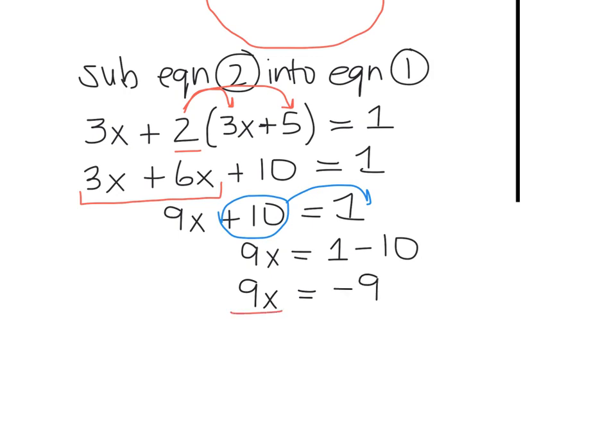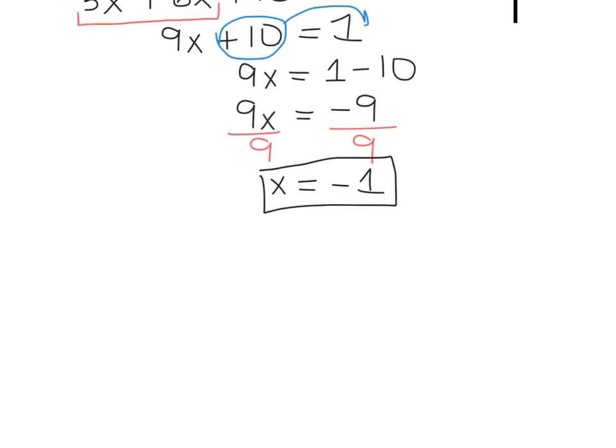And then we're going to isolate for x by dividing both sides by 9. So that leaves us with x equals negative 1. So I have my answer for x, and now it's my choice. I can take my answer for x and choose to substitute it back into equation number 1, or we can put it back into equation number 2. I'm going to choose to substitute it into equation number 1.